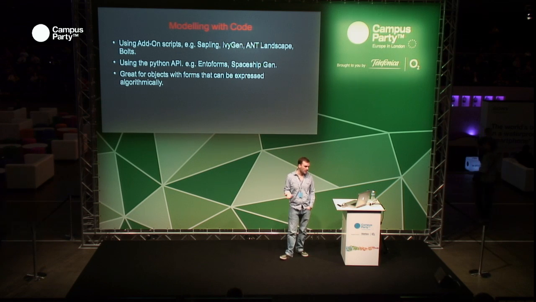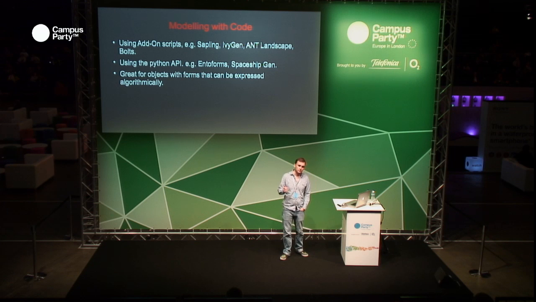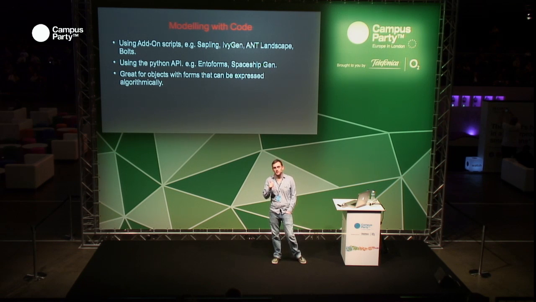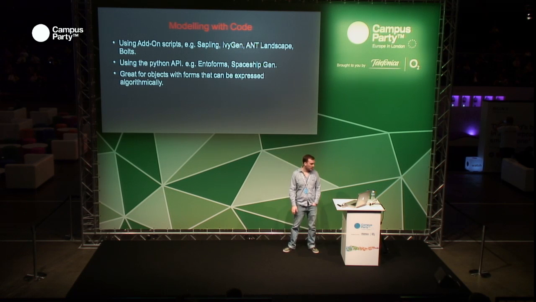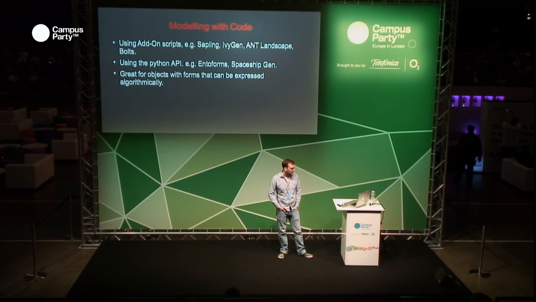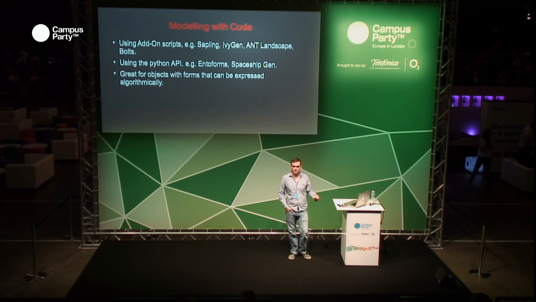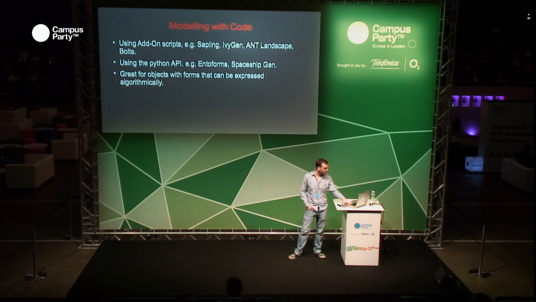Be brilliant for use in a game engine. And also shapes that have really predictable forms, things like gemstones or nuts and bolts and cogs and things like that. You can quite often find add-ons for creating those automatically in Blender. And then if you're a coder yourself, you can just get straight into the API, and people have done some fantastic projects with this. I'll show you a couple of examples in a minute. So yeah, modeling with code is a great way of approaching models that can be expressed algorithmically.